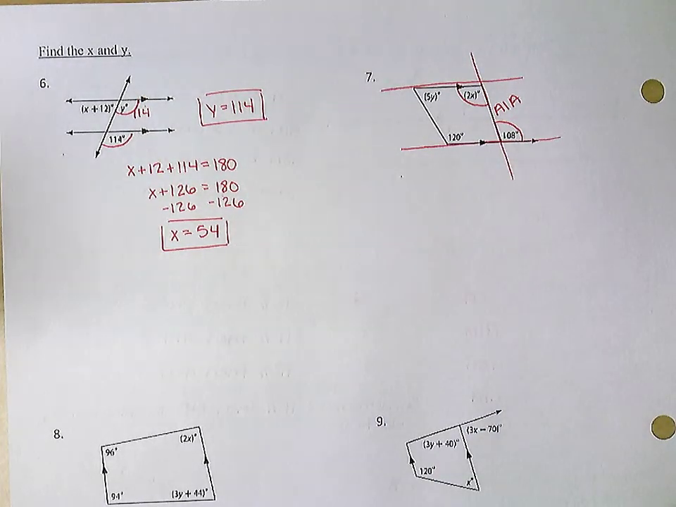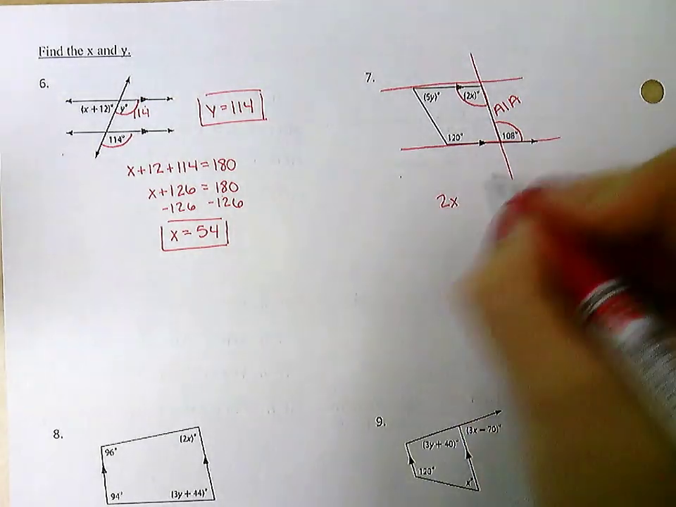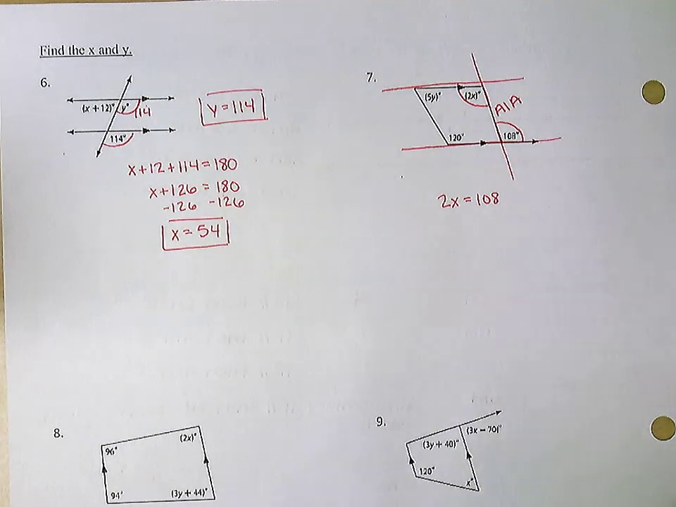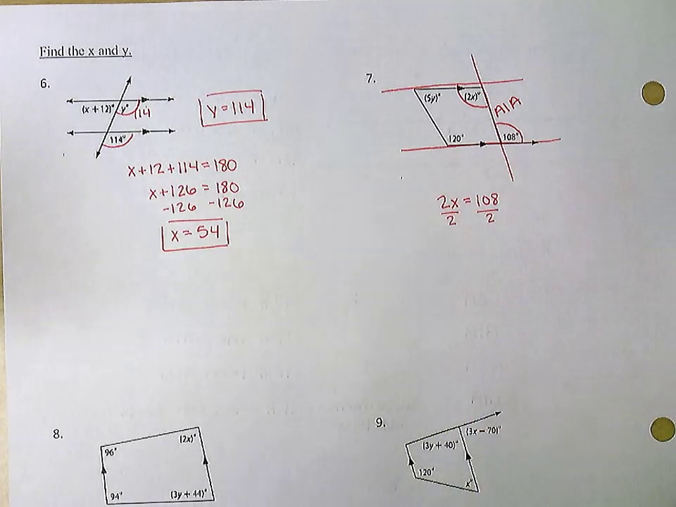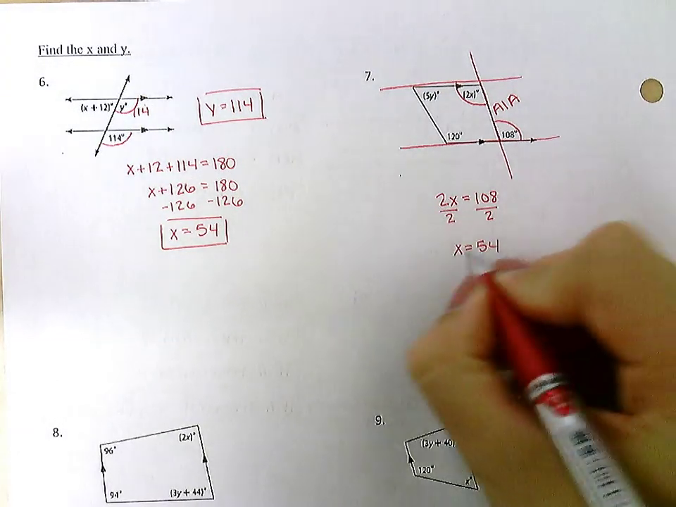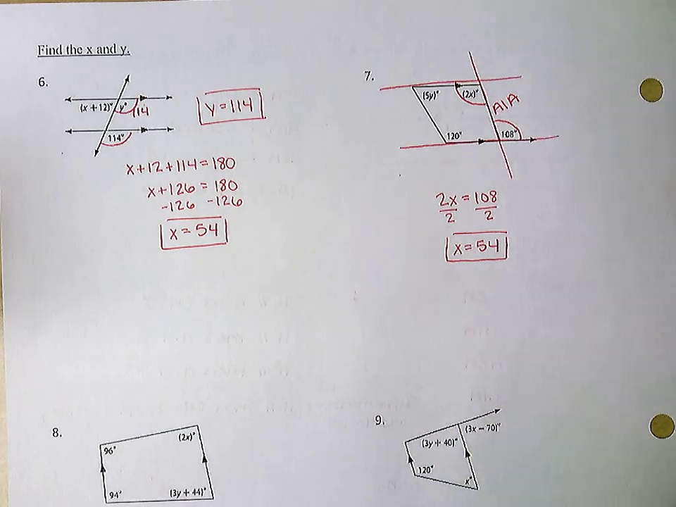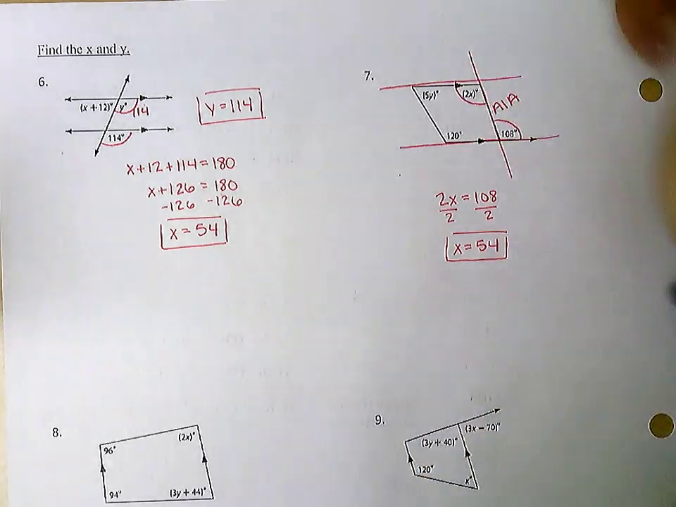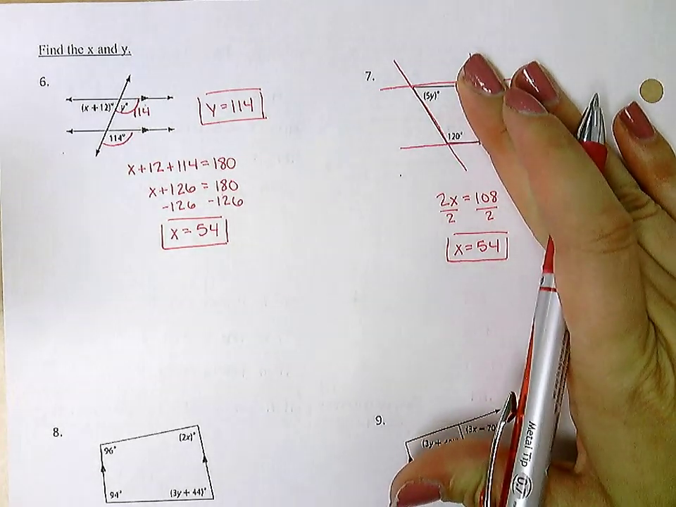So now that I know they're congruent, I can set those equal. So I can set 2x equal to 108. And then to get x by itself, I just have to divide both sides by 2. And again, x is 54. All right, I still have to find y. But this time I'm going to look at the left side. So this is my transversal now, and I'm looking at the left side.